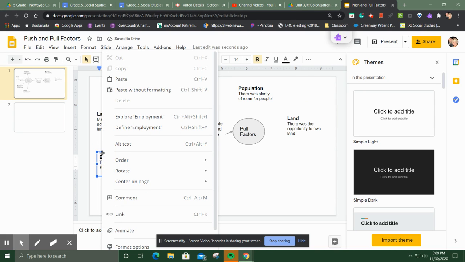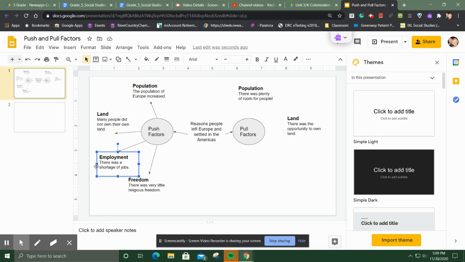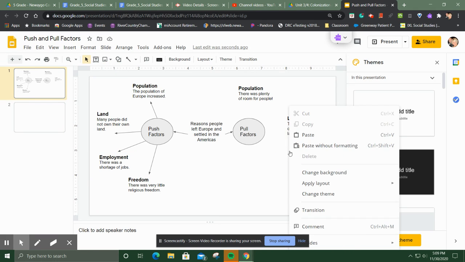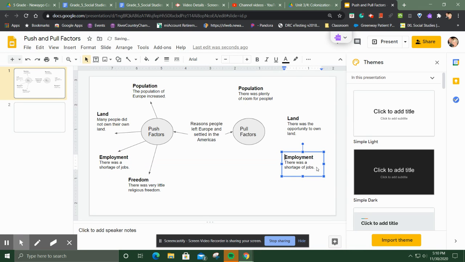Employment. So if there were too many people in Europe and there was a job shortage, in the New World, they are growing their economy. So that's going to tell me that there's going to be jobs available. So we're going to erase this and put there were jobs available.